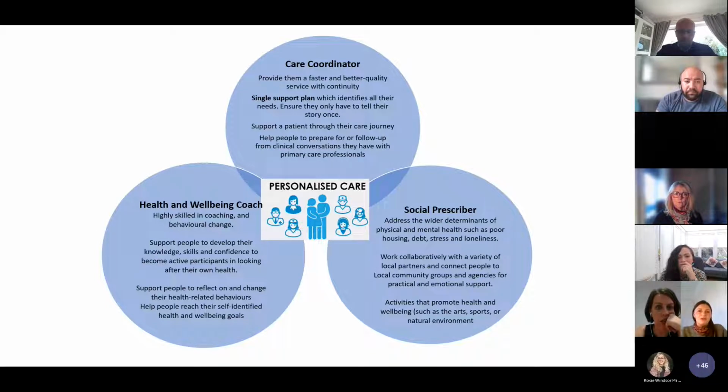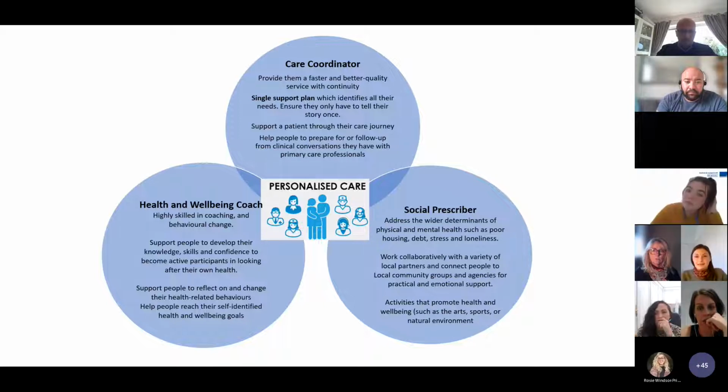So the next section, we're going to have a look at some mini videos and speak to some of the other speakers about each of the roles in detail, and we'll look at those target populations and the added value they can bring to the patient and the staff and the system too.